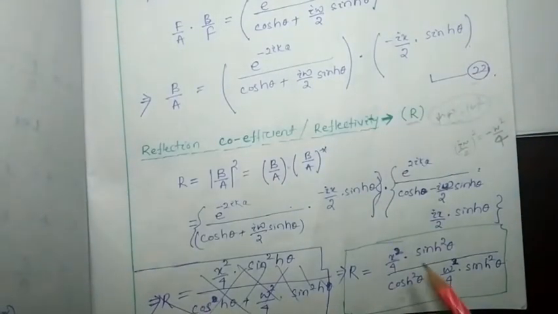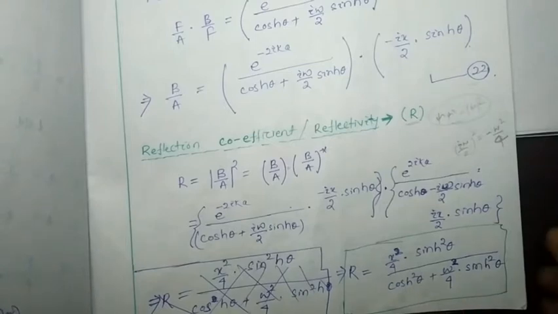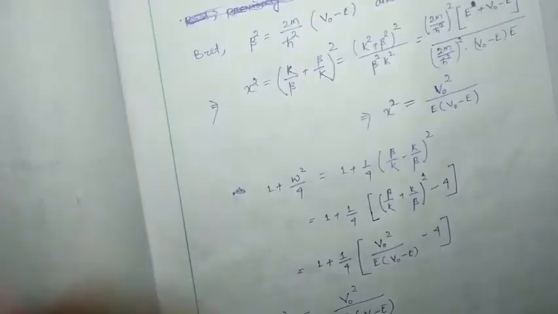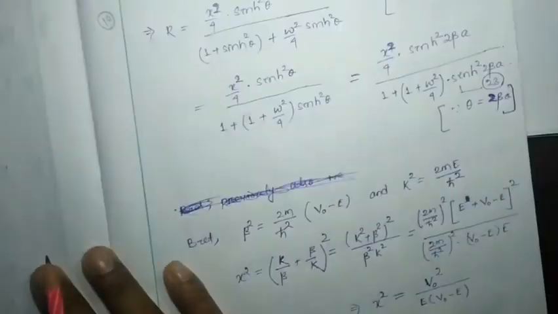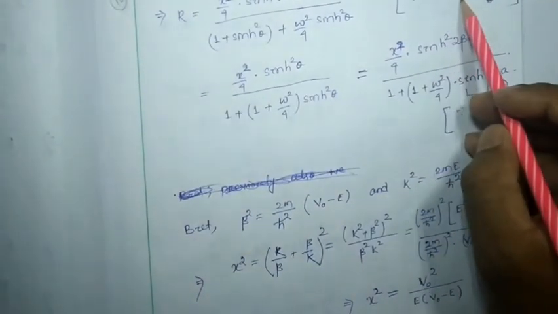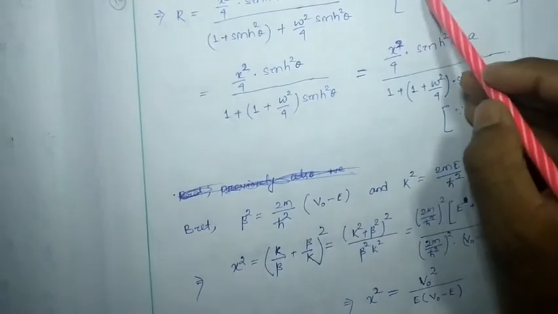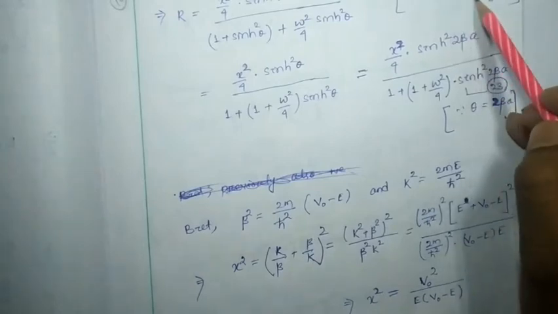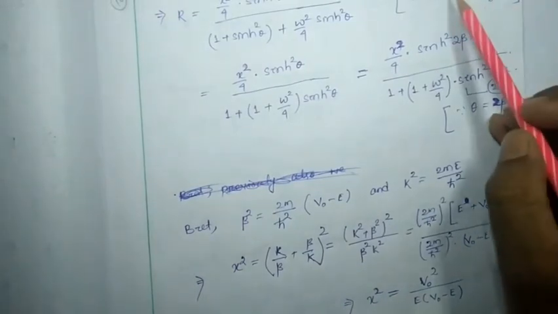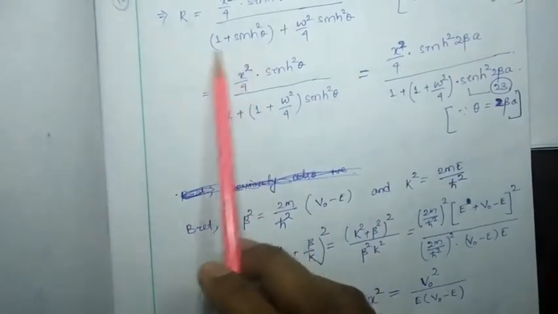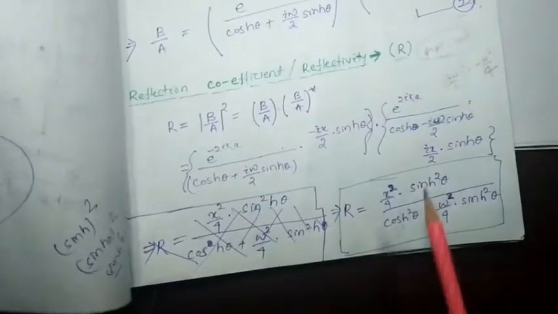Now we have to do further simplification by considering 1 plus sin h square theta. We know that cos h square theta minus sin h square theta is equal to 1. This is the property of hyperbolic functions. So cos h square theta minus sin h square theta is equal to 1. Hence cos h square theta will be 1 plus sin h square theta. So previously we found this term was what? Cos h square theta.